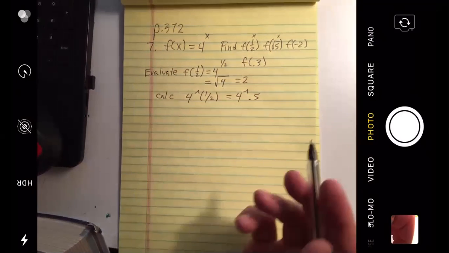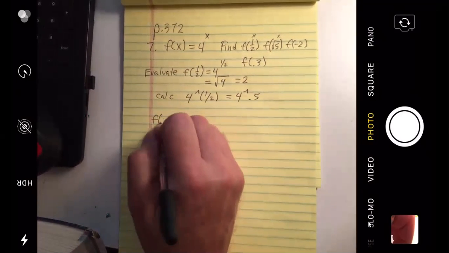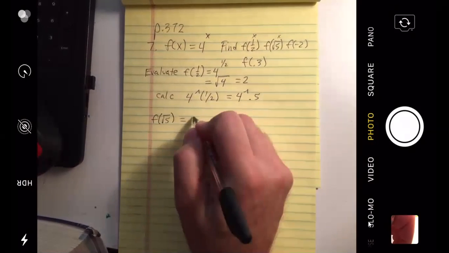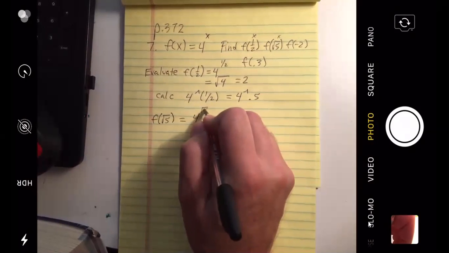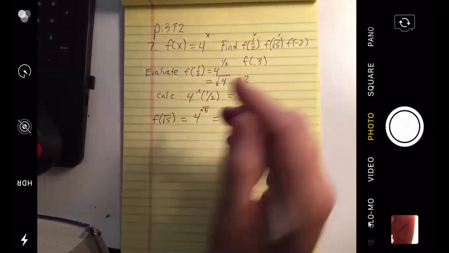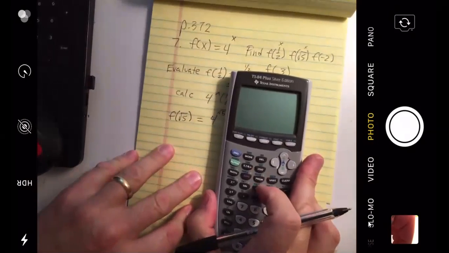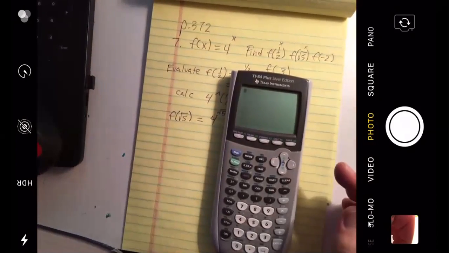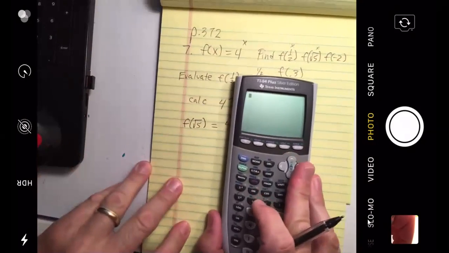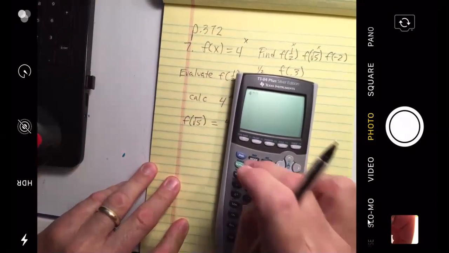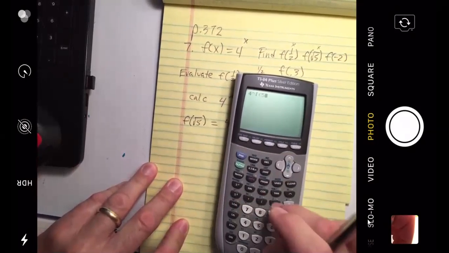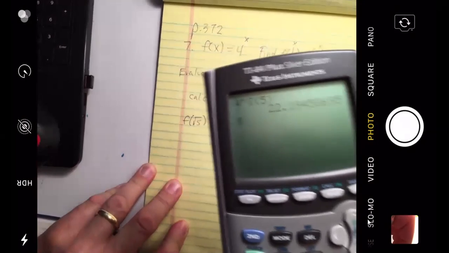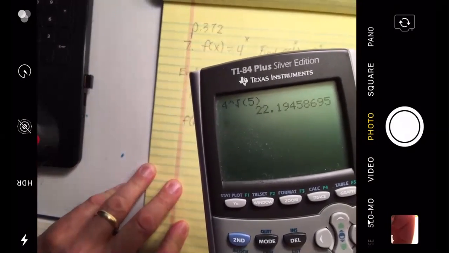So that could be done in your head or on the calculator, but the next one, f of square root of 5, unless you're an absolute genius, you're going to need your calculator. You mean 4 raised to the square root of 5 power. So when I punch that, 4 raised to the square root of 5 power, a little better, 22.194.